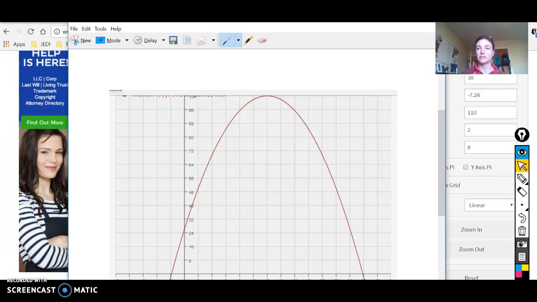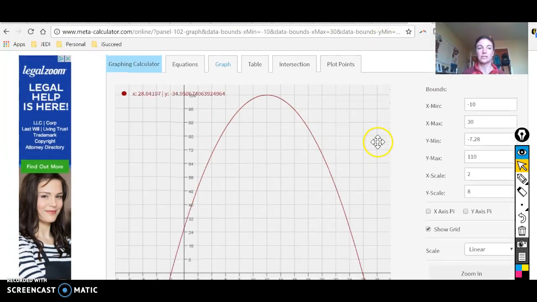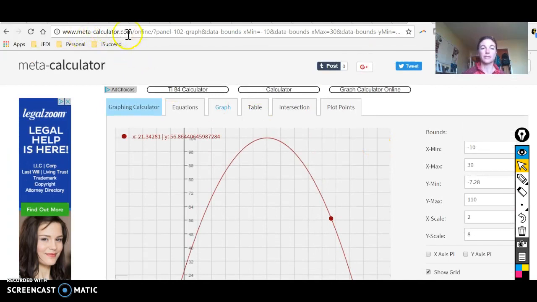But I think that these online graphing calculators are really, really handy. So again, the one that I use is metacalculator.com. There's also another one I use called Desmos. And a lot of students seem to like that. It's pretty user friendly. So play with that, and that's my expectation.